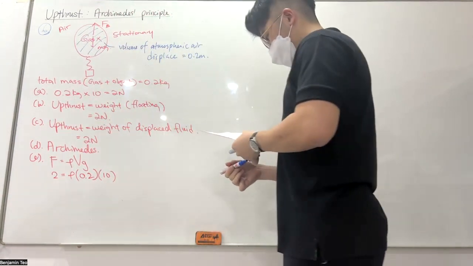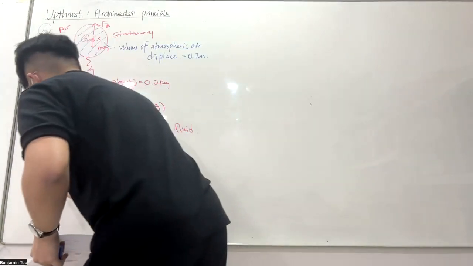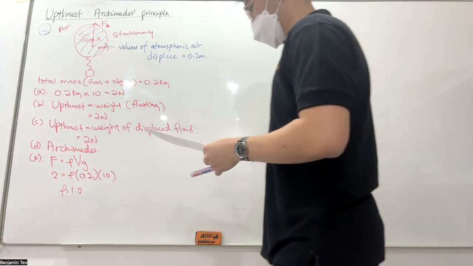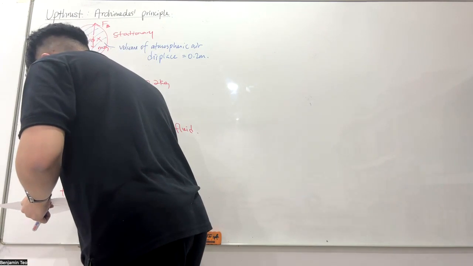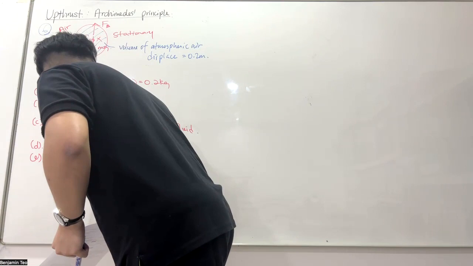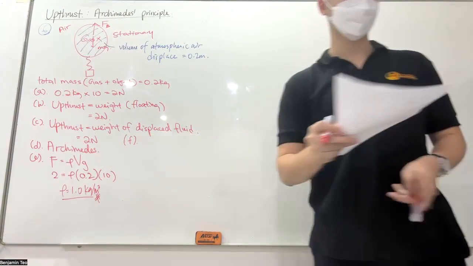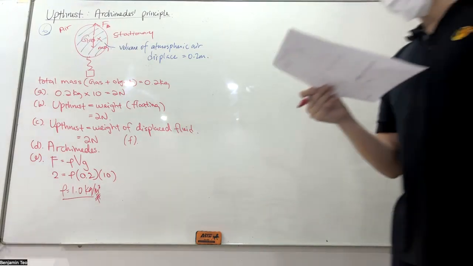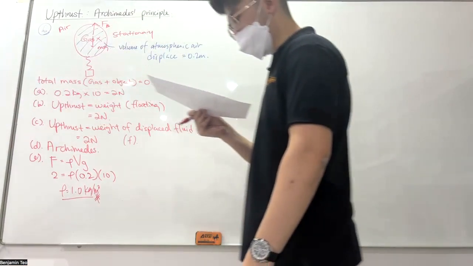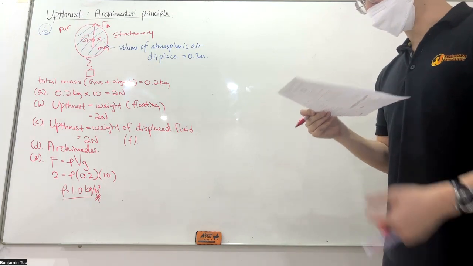Okay, last one. When the string attached to the load snaps, the balloon will accelerate upward with an acceleration of 1 meter per second squared. Calculate the density of gas X.